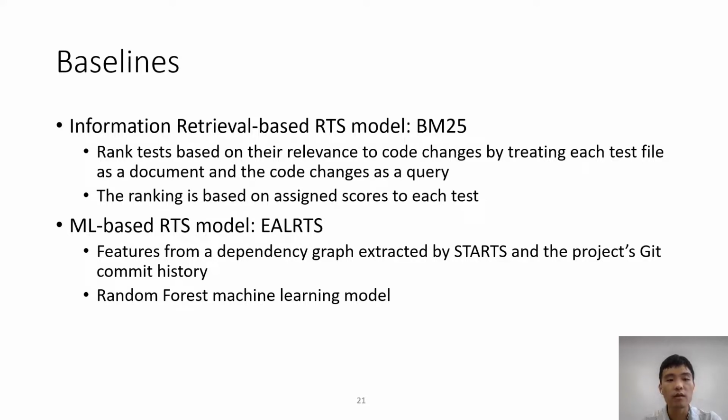The other baseline is an ML-based RTS model called EAL RTS. It is trained using a random forest model to select tests based on features from a dependency graph extracted from its starts and the project's Git commit history.